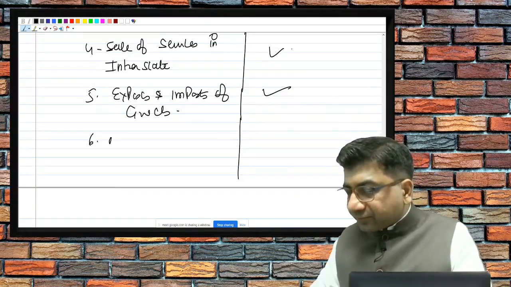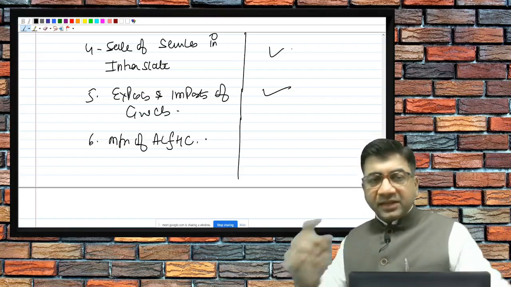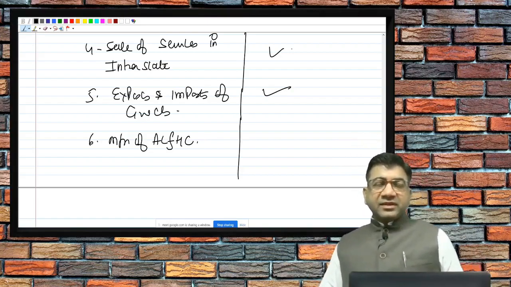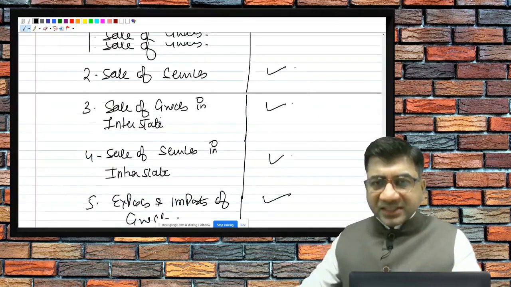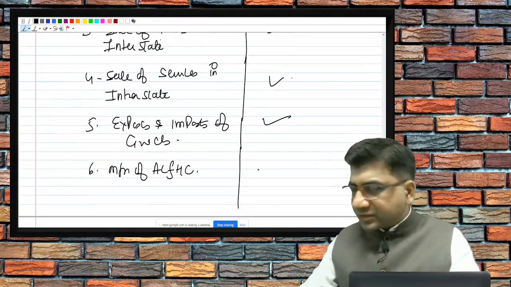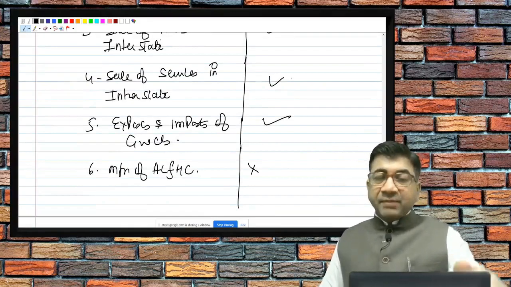Now, very important thing, use the entries which I told you. Manufacturing of alcoholic liquor for human consumption. Tell me, what kind of tax will be levied? No, GST is not levied, but some tax is there. Though I would say GST is not levied.